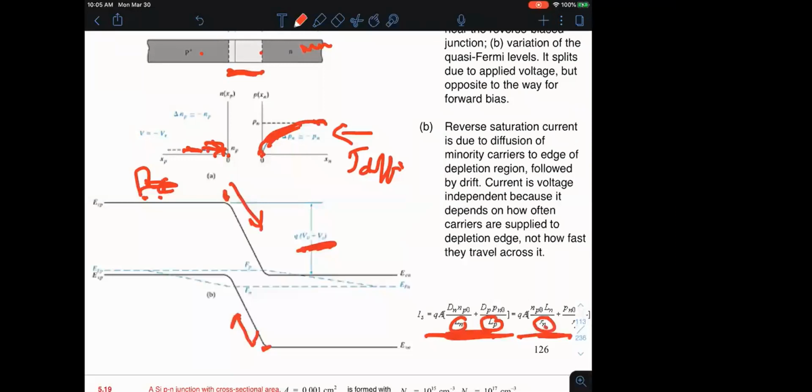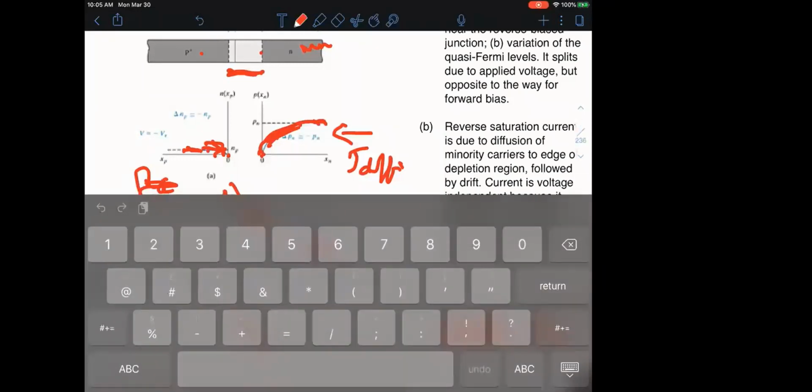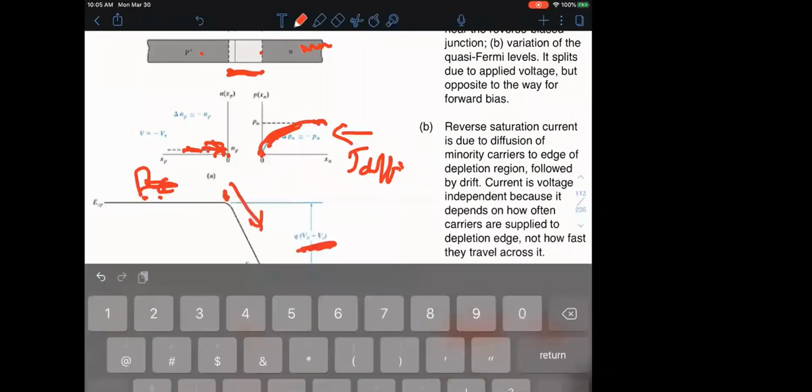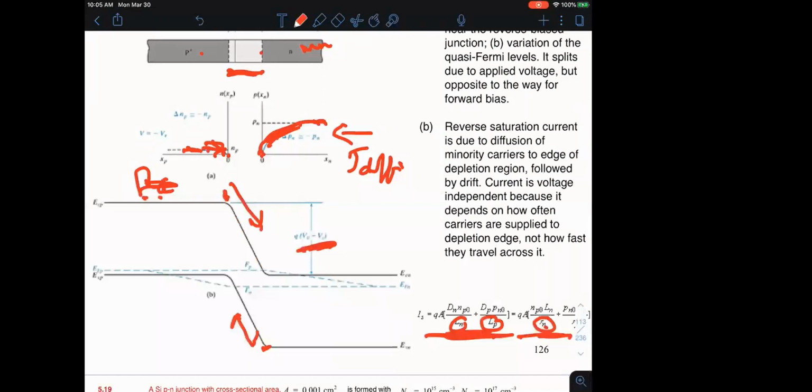We have the tau n and the tau p. Although these two look different, as I've told you, since Lp squared equals Dp times tau p, you'll see that the two expressions are exactly the same. Okay.